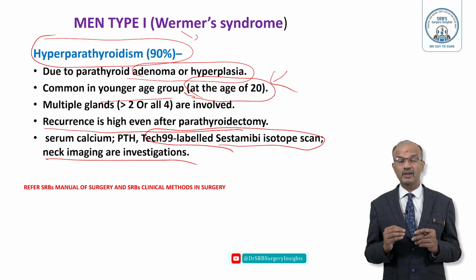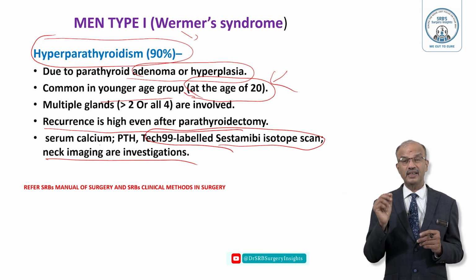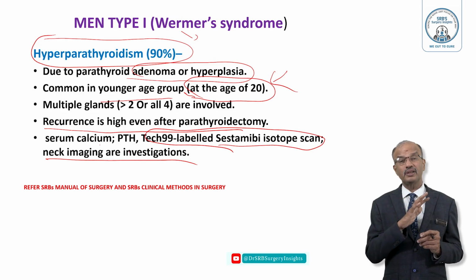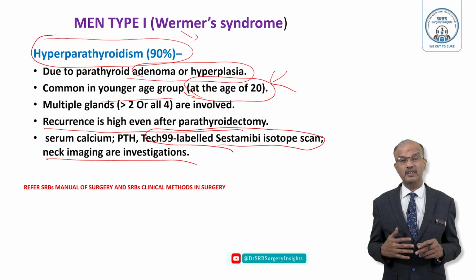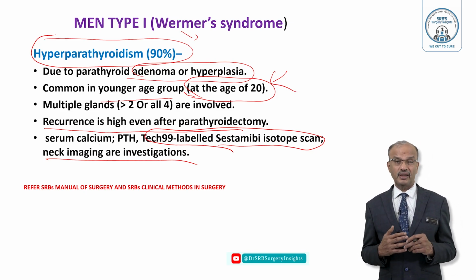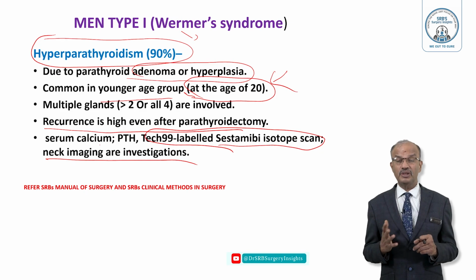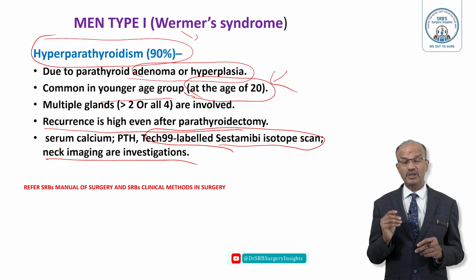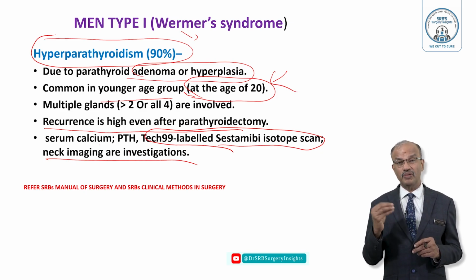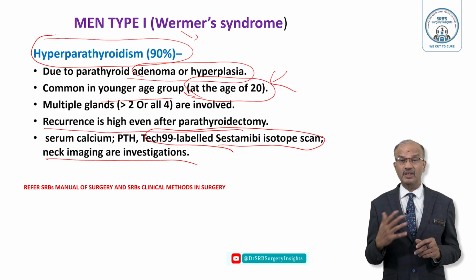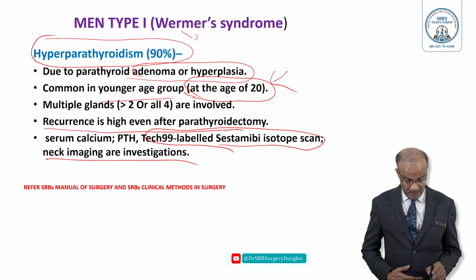So you have to identify all 4, remove it, then clip it and reimplant part of it somewhere in the sternocleidomastoid or brachialis muscle, depending on your choice, so that you will be able to assess that area eventually, if it goes for hyperplasia, for further removal of that part.